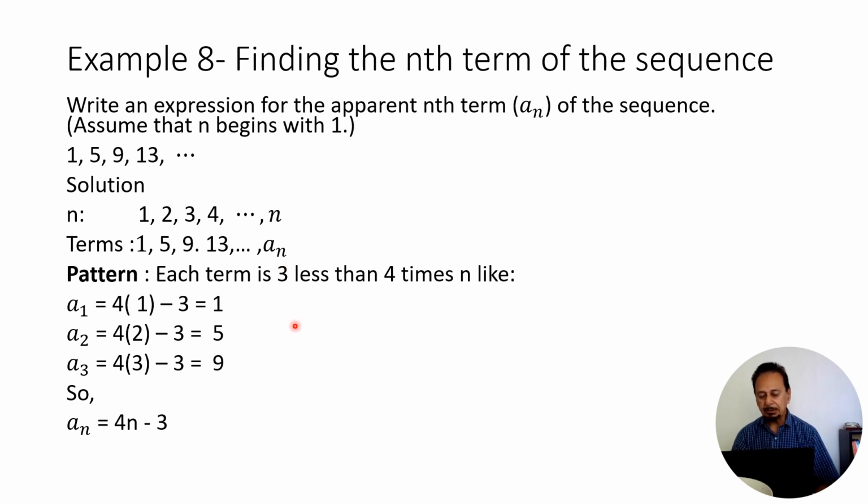So we have to see the pattern. It looks like each term is 3 less than 4 times n. So a sub 1 is 4 times 1 minus 3, which is 1. a sub 2 is 4 times 2 minus 3, which is 5. a sub 3 is 4 times 3, which is 12, minus 3 is 9. So this suggests that when n is n, then a sub n is 4 times n minus 3.